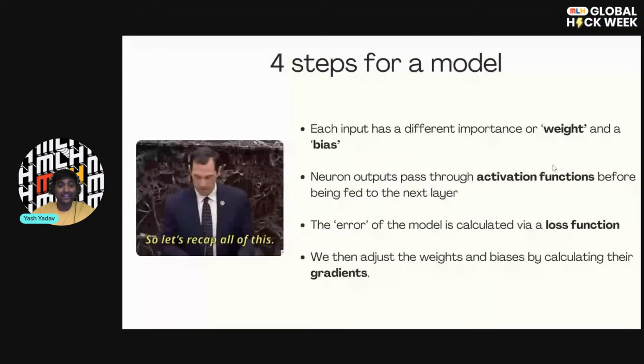So with that, let's recap quickly how we created a neural network. And we are already an hour in, and we haven't even started talking about GANs, so I apologize for that. But we have inputs. Each node has an input which has different importance called weight and a bias. Then each neuron output passes through an activation function, which helps us bring nonlinearity. Then the error of this model is calculated by a loss function, which is basically the error rate. And finally, we adjust the weights and biases by calculating their gradients.